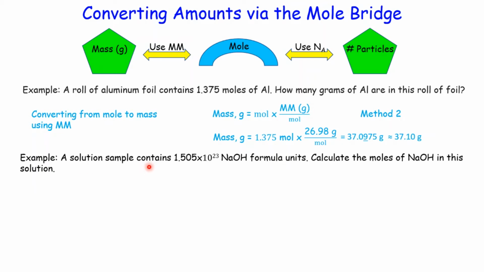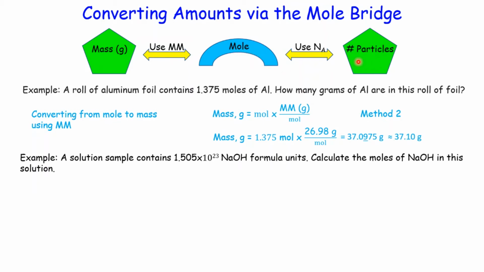A solution sample contains 1.505 times 10 to the 23rd sodium hydroxide formula units. Calculate the moles of sodium hydroxide in this solution. Okay, what do we know? We know the number of particles. That's what we know, number of particles. And what do we need to find out? We need to find out the number of moles.